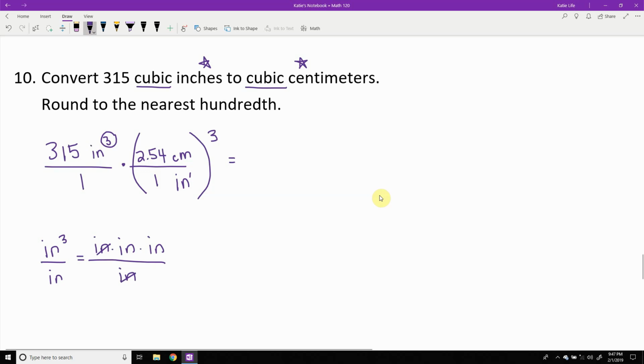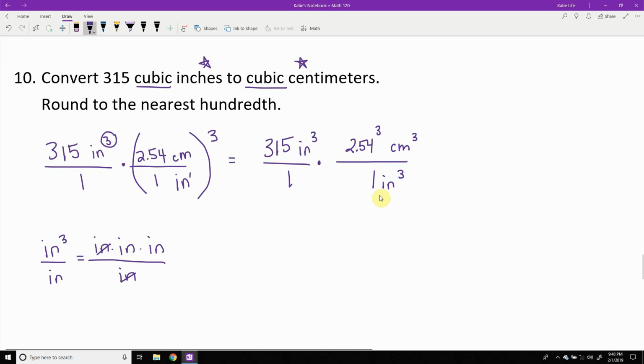So in other words, what I've got going on is 315 cubic inches times whatever 2.54 cubed is in cubic centimeters to 1 cubic inch, right? 1 times 1 times 1 is still 1, so the denominator isn't changing for us. But because we're cubing this entire conversion ratio here, it's cubing the inches unit and it's also cubing the centimeters unit. So now I have centimeters cubed to inches cubed.